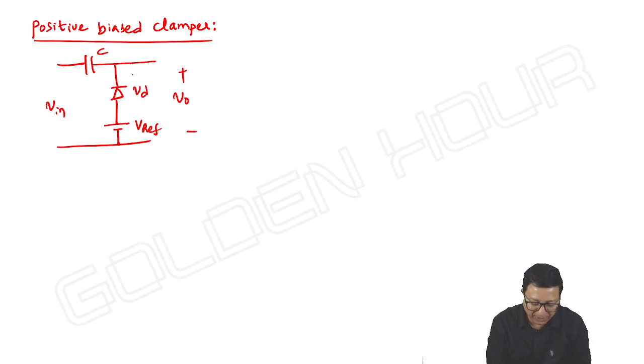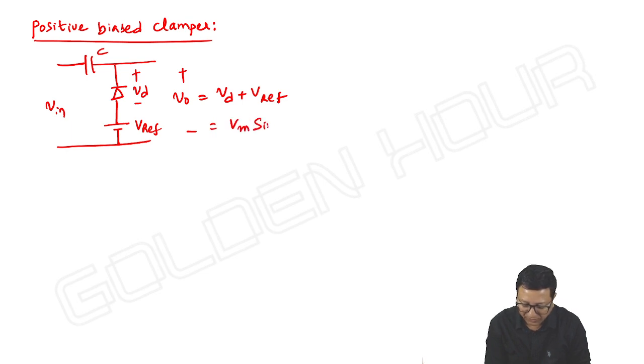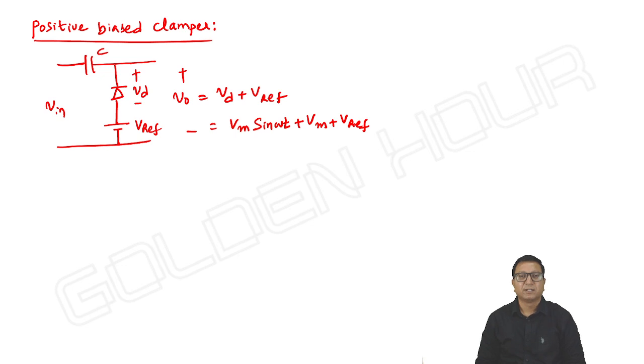We know what happens across the diode. Here I am writing VD from cathode to anode. To be frank, voltage across the diode means, most of the time, we deal with anode to cathode voltage only, but for the sake of convenience I am doing it this way. V output is equal to VD plus V reference. What is VD, friends? We know VD is equal to Vm sin omega t plus Vm, for which we need to add V reference. That's it. Very simple thing. Based on the previous knowledge, I am directly writing the answer here.